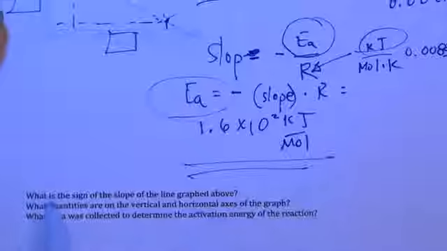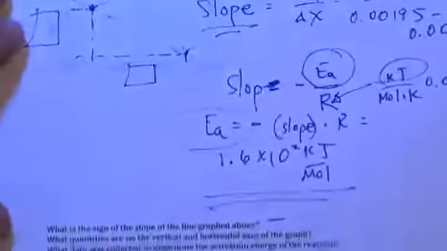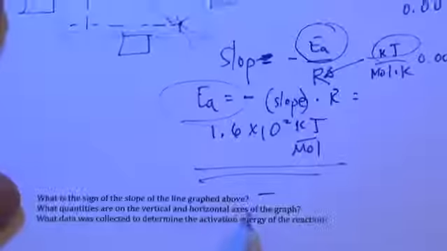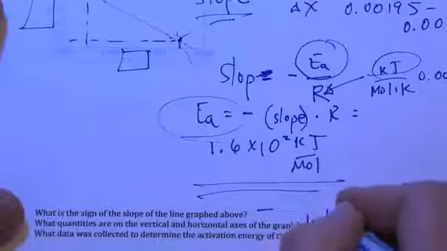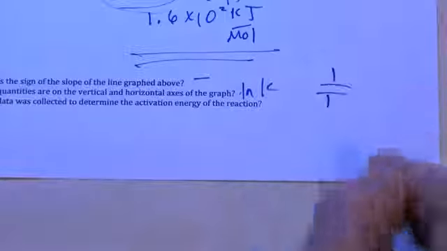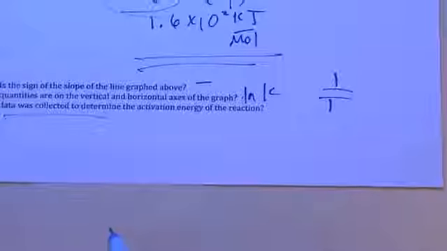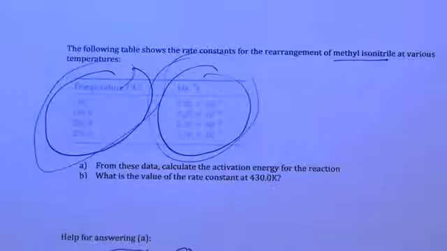So what is the sign of the slope on the graph line above? Well, it's negative because it's going backwards like this. What quantity is on the vertical and horizontal axis? The natural log of the rate constant is on the vertical axis, and on the horizontal axis, remember, it's 1 over temperature, the inverse of the temperature. And lastly, what data was collected to determine the activation energy? Remember, it was temperature and rate constant data. You simply need to memorize that.